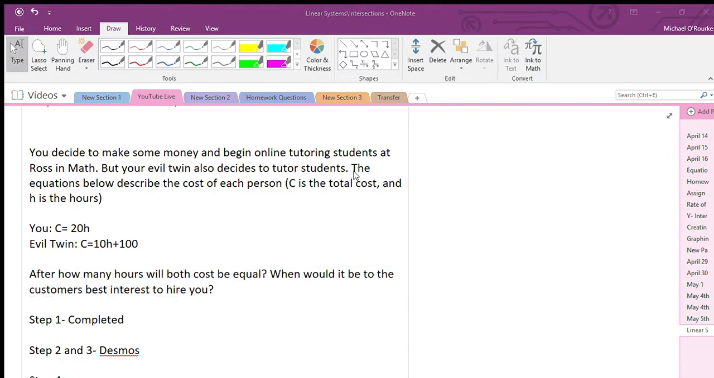So what you're going to do is go to desmos.com in order to graph this. Once you get to Desmos, you'll get something that looks like this. We're just going to click Start. Then we're going to type in the two equations. My two equations were cost equals $20 per hour. So you're going to be the red line. Your evil twin is going to be the other line, which is cost equals $10 per hour plus 100.